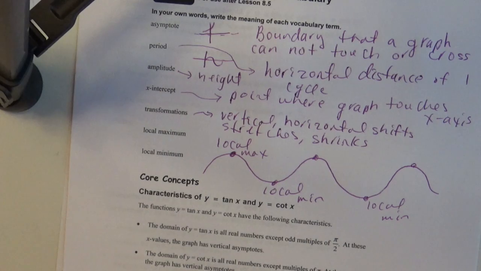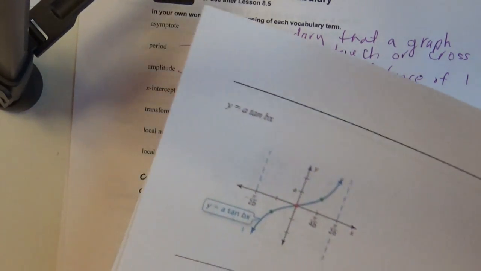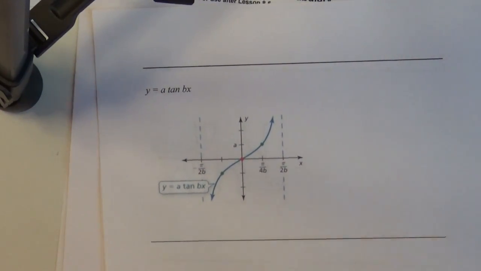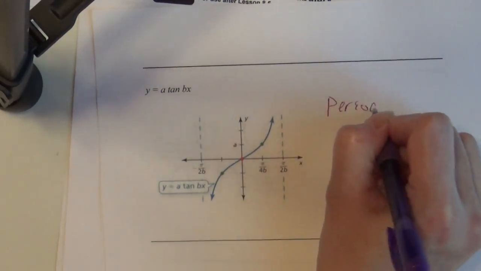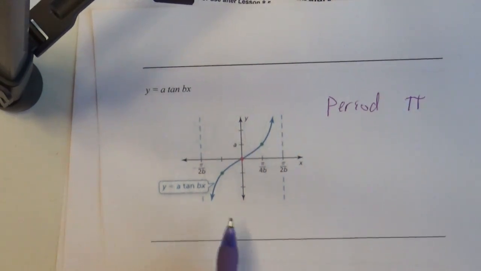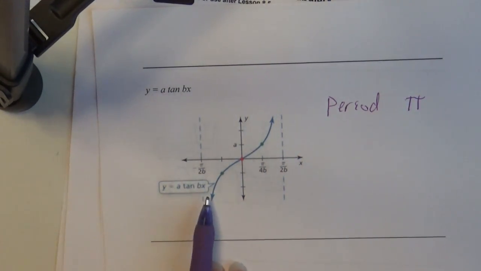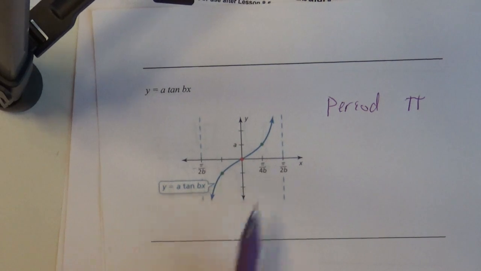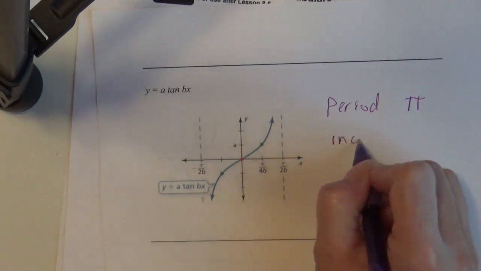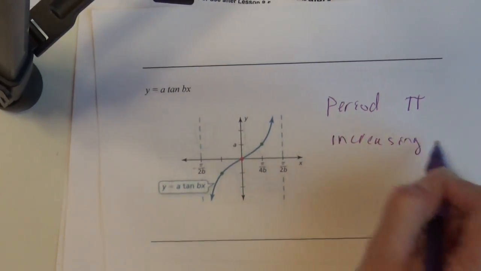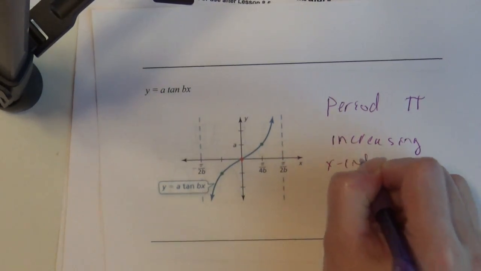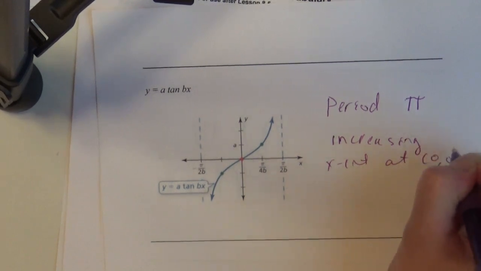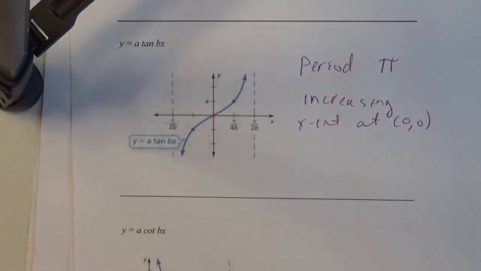Before we do our examples, you should have gotten a graph for your tangent function that looks like this. You should have found that your tangent function has period pi, and a complete cycle would go from negative pi over 2 to positive pi over 2. It's increasing. It has an x-intercept at (0, 0). And of course this is before any transformations take place.